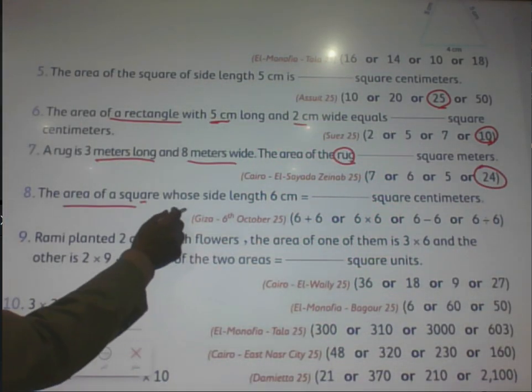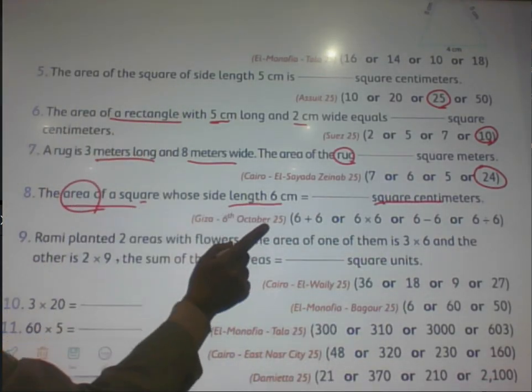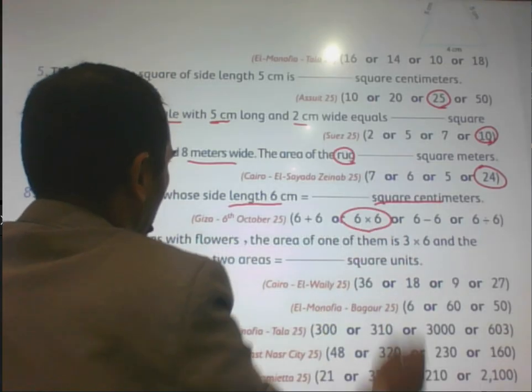The area of a square whose side length is 6 centimeters, what will it be? We can find the area by side times side. 6 times 6 is 36.